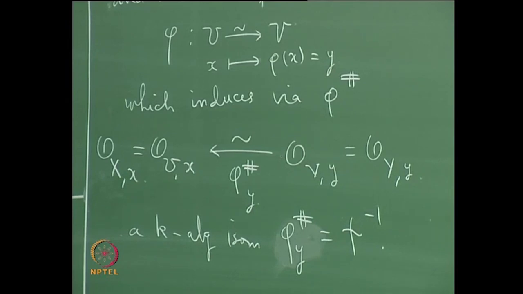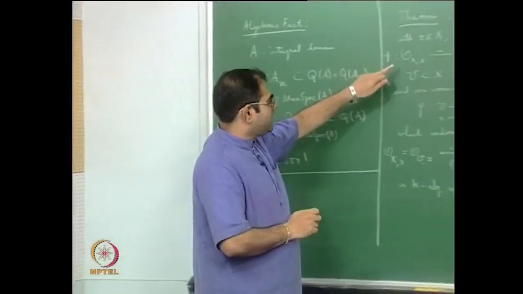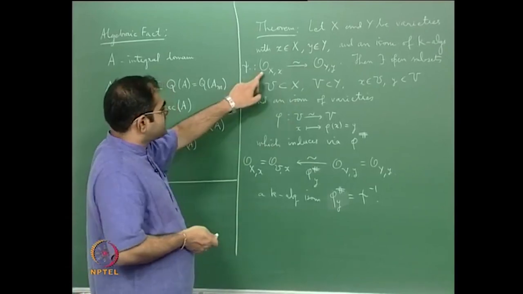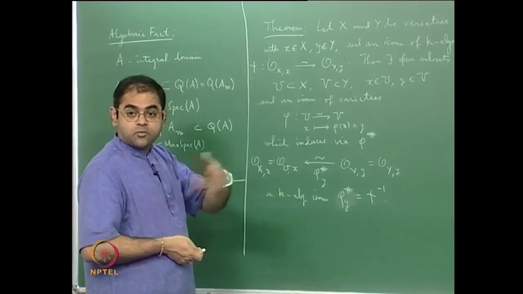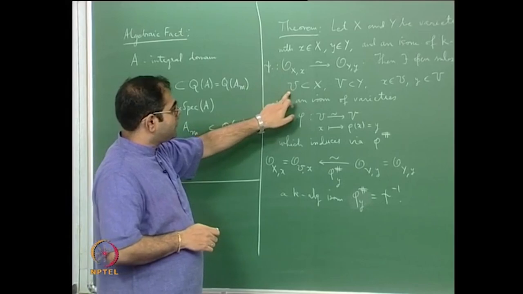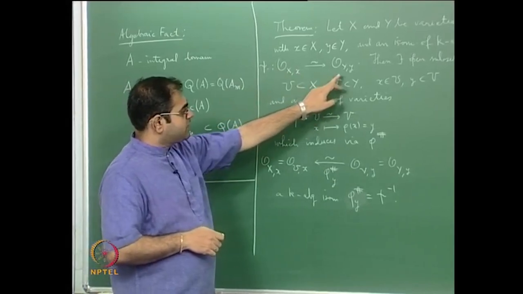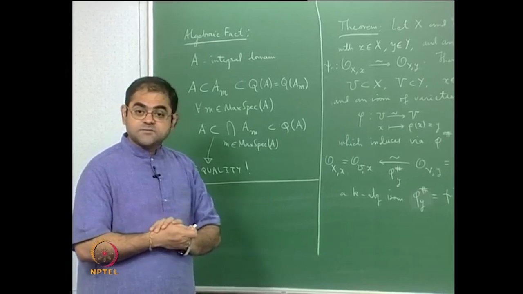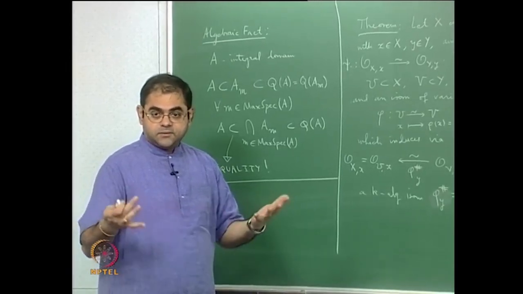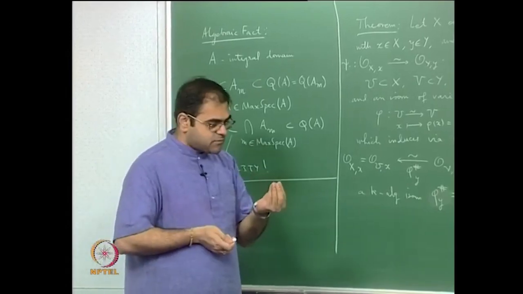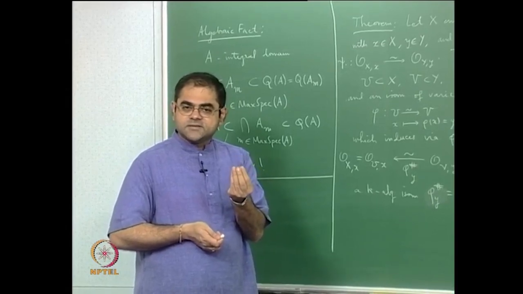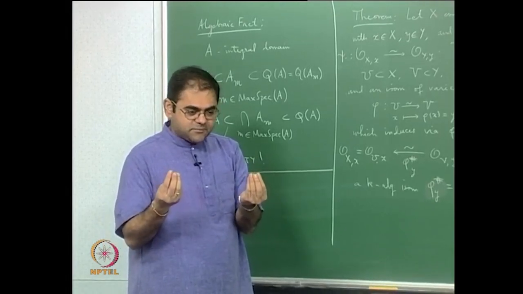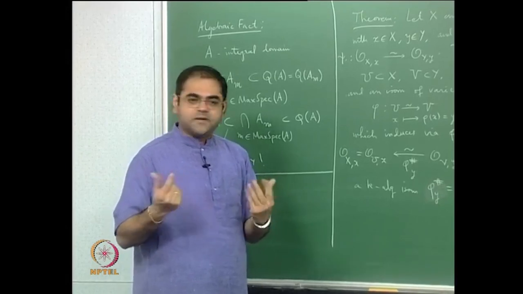So in other words, if a local ring of one variety at one point is isomorphic to a local ring of another variety at another point, then that isomorphism is actually induced from an isomorphism of an open neighborhood U of the point small x and an open neighborhood V of the point small y. So the isomorphism of local rings comes from an isomorphism of huge open sets which contain those points. If you think of the local ring as concentrating attention at a point, the isomorphism of these local rings can actually be spread to an isomorphism on open sets. So that is the power of local rings.